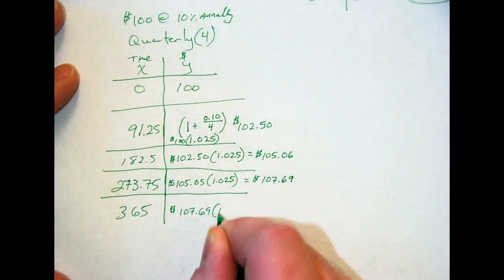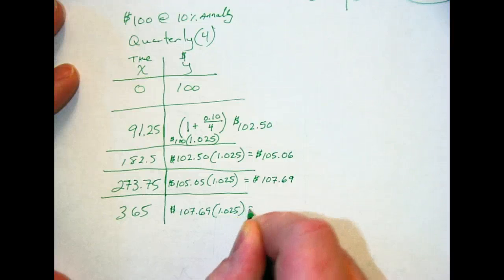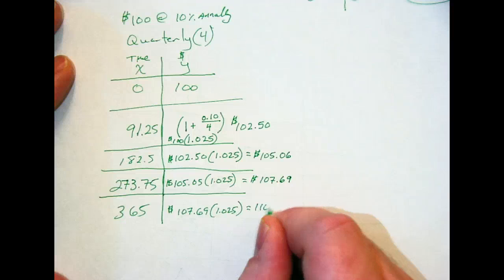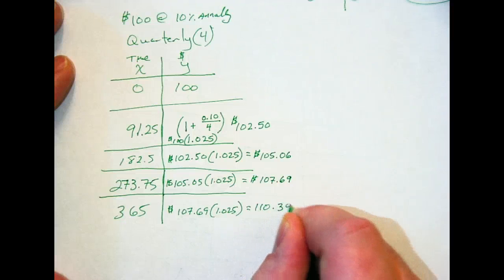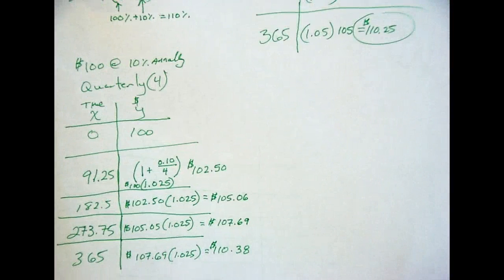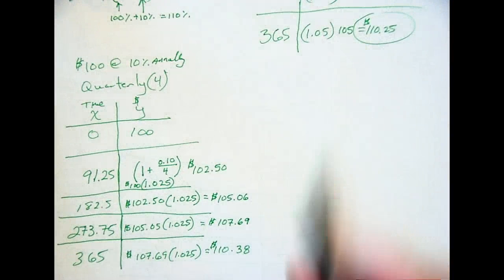Okay, what's the next? 107.69 times 1.025 equals 110.38. Dude, how much more did we make? 38 cents. 13 cents more than when we went semi-annually.